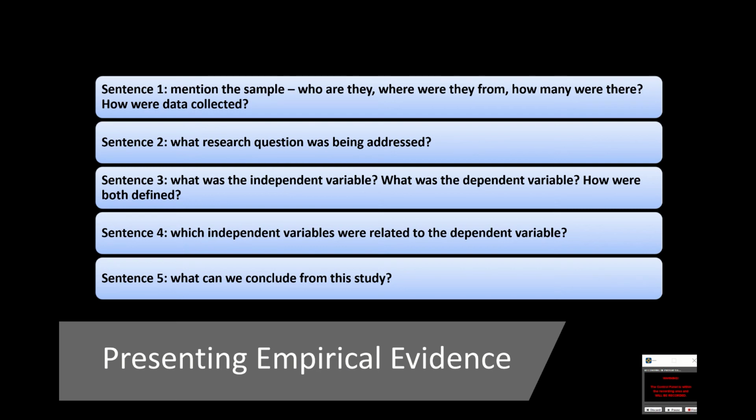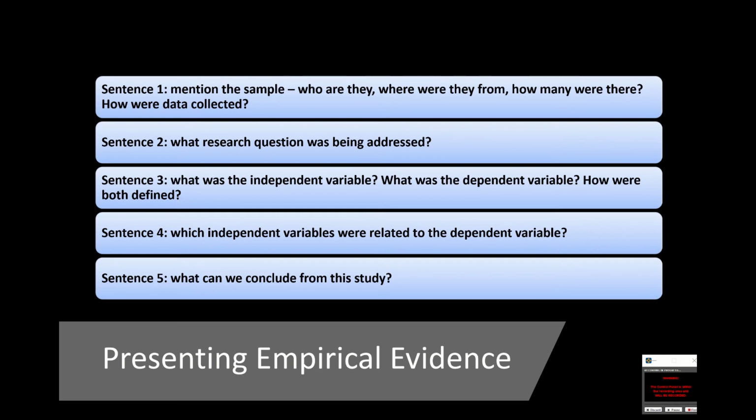Sentence 1, when you're describing the empirical evidence, can be just describing the sample. Who was included in the study, where were they from, what was the size of the sample, and how were data collected. So these are the procedures for collecting data. Was it an interview, a survey, were people interviewed over the phone or in person, and so on.